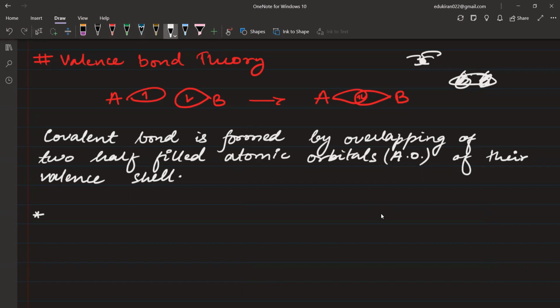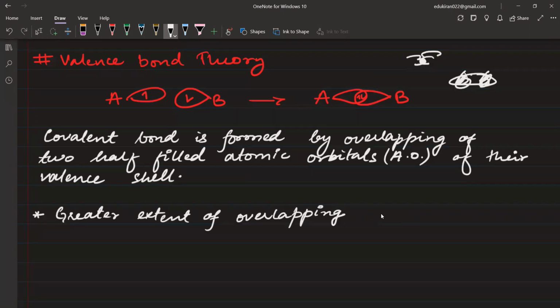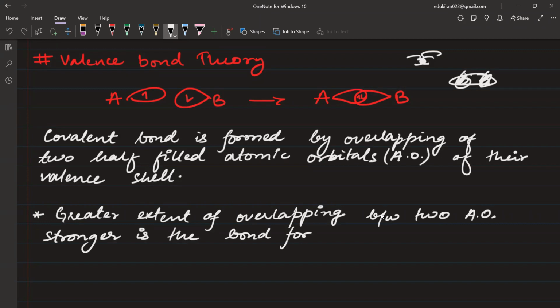Okay, so please write: greater the extent of overlapping between two atomic orbitals, stronger is the bond formed.